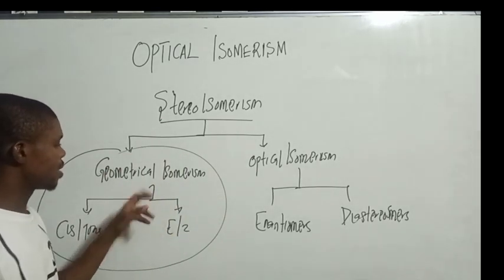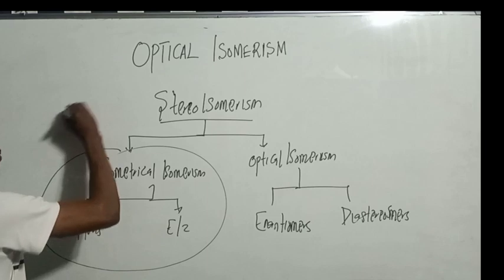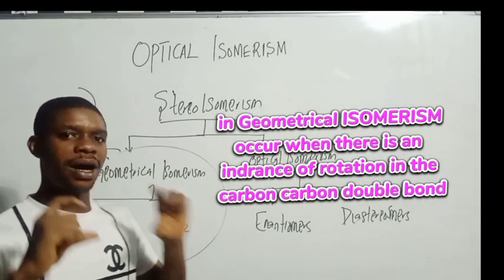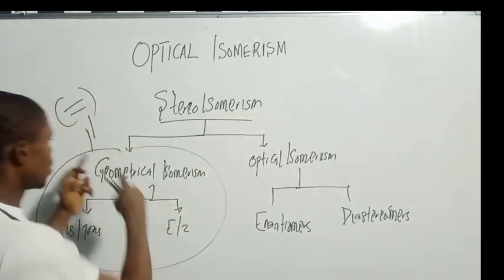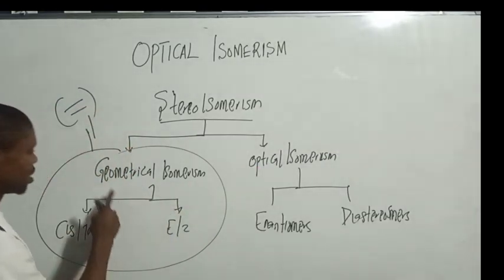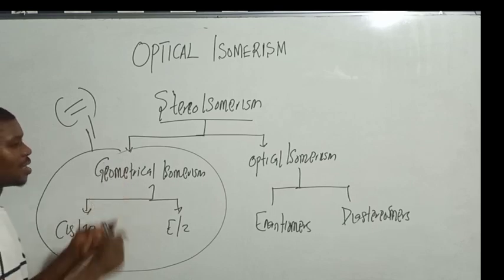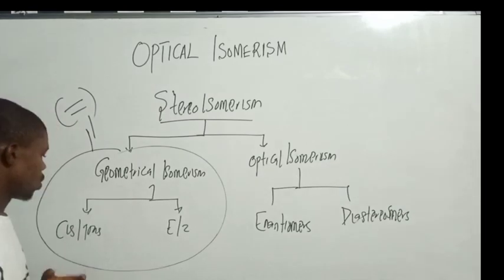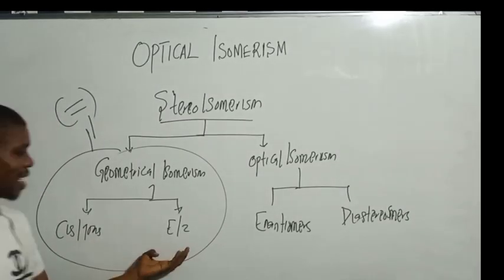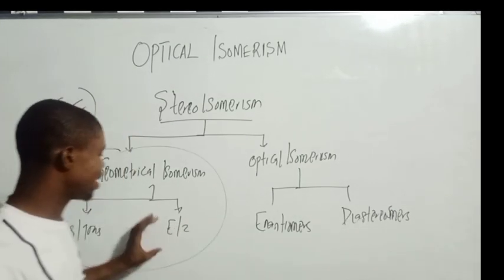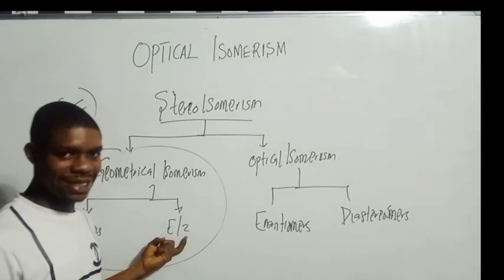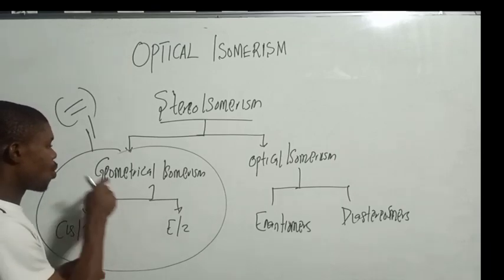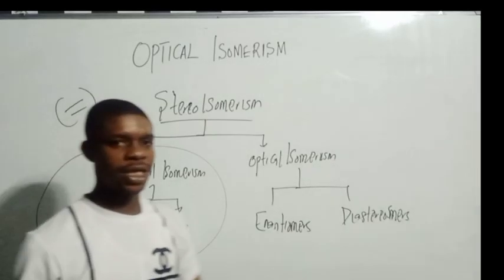Now I have done a complete video on geometrical isomerism. This geometrical isomerism occurs in the double bond of alkenes, where there's restriction of rotation about the carbon-carbon double bond. Do you get that? So this geometrical isomerism is due to restriction of rotation in the double bond. And we have the cis and trans, or E and Z. You always see questions on E and Z. How do you assign E and Z configuration? I've done a complete set of videos on this one, so you need to check out that video.